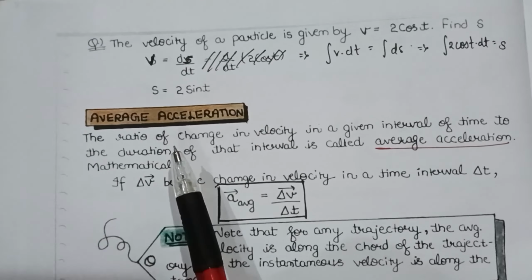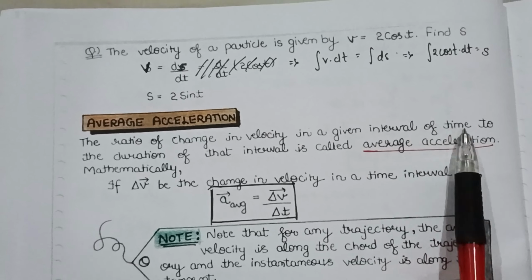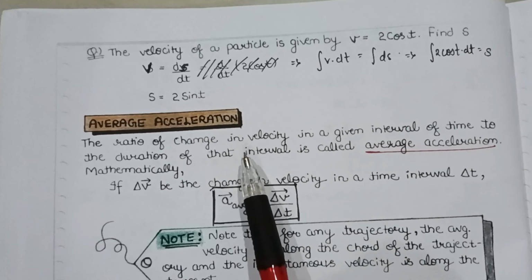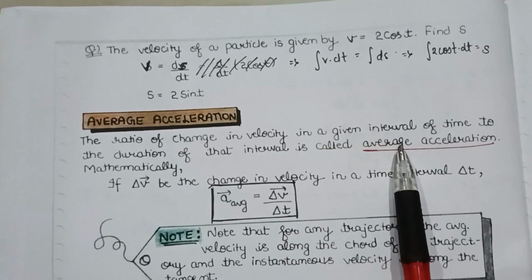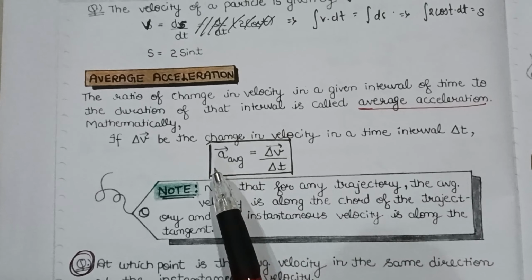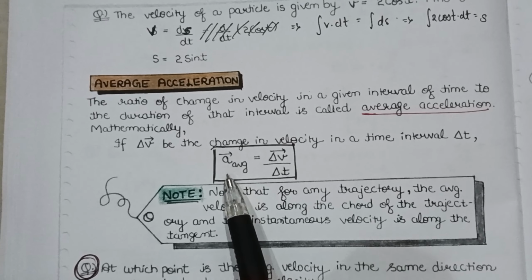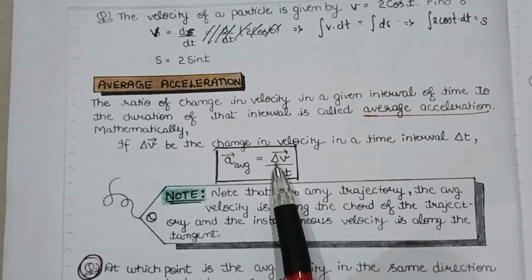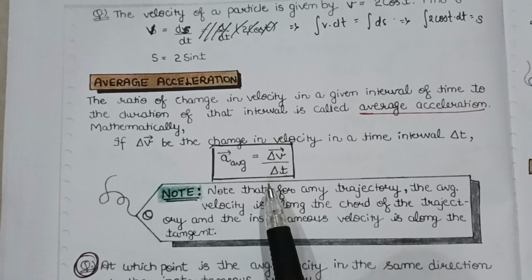The ratio of change in velocity in an interval of time to the duration of that interval is called average acceleration. Mathematically, if delta v vector is the change in velocity in a time interval delta t, we get average acceleration vector is equal to change in velocity vector upon change in time.